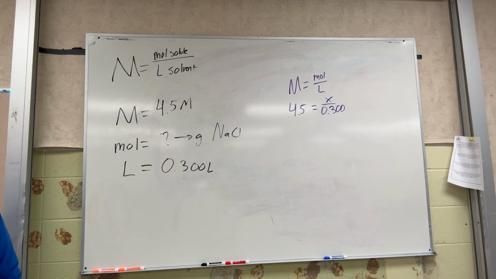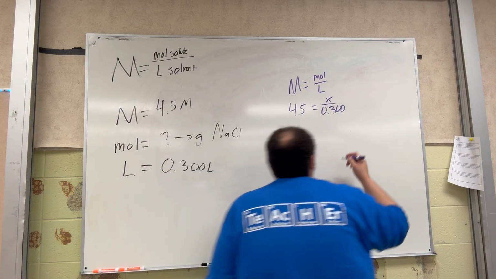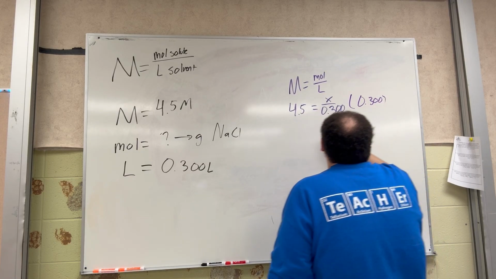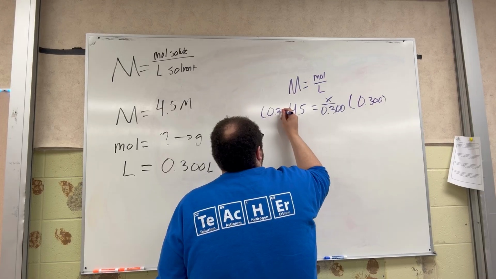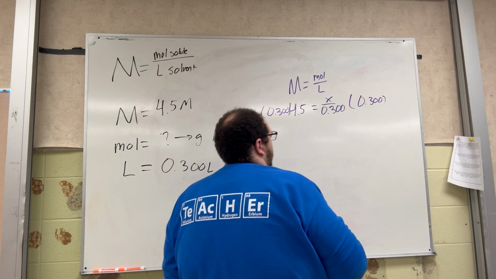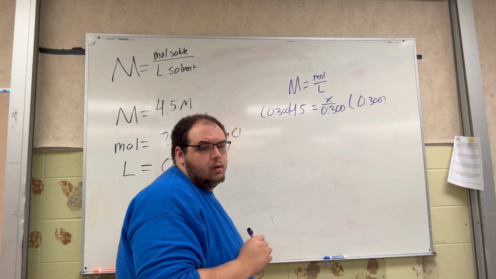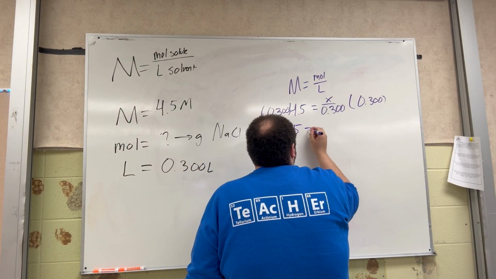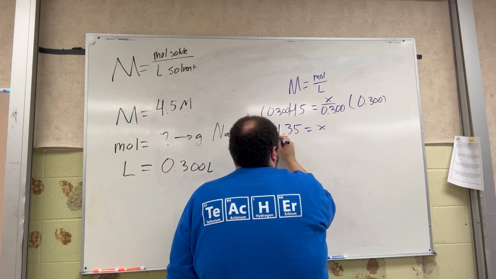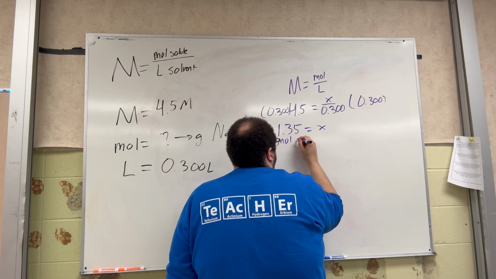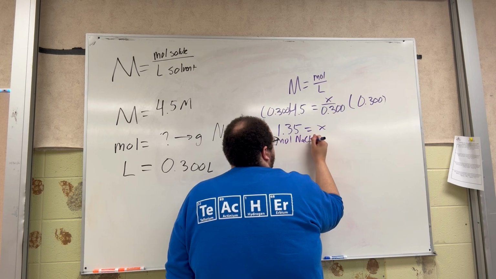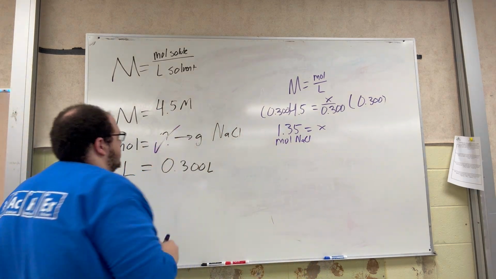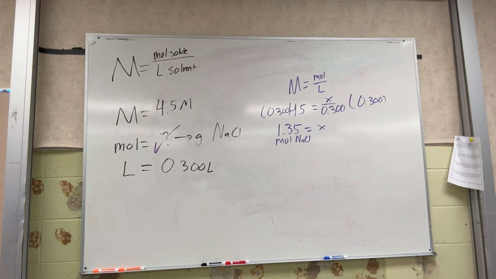How would I solve this? Multiply by what? Multiply the x and the 0.30 by 0.300 on both sides. What do you get when you do that? 1.35. What's my unit for that? Moles. Moles of what? Moles of NaCl. Am I done? No, I'm halfway there. I've got the moles part. I just need to get to grams now.